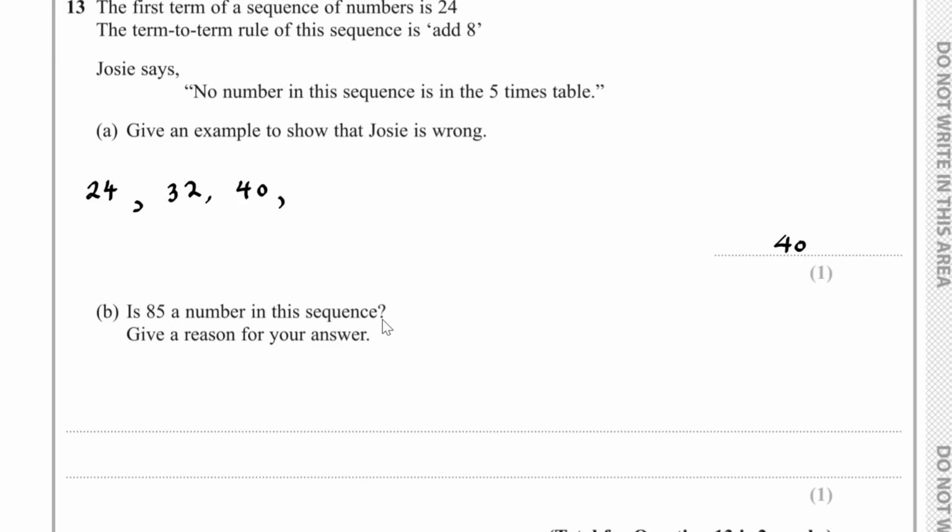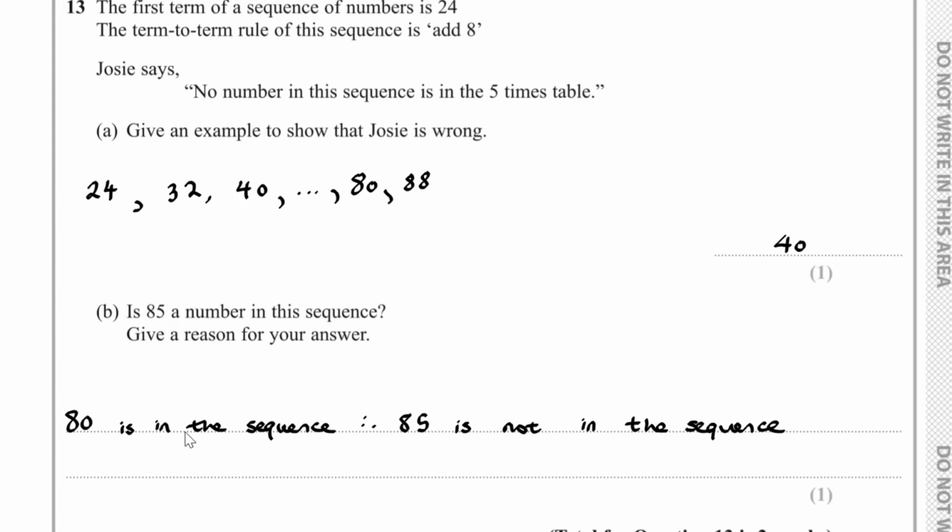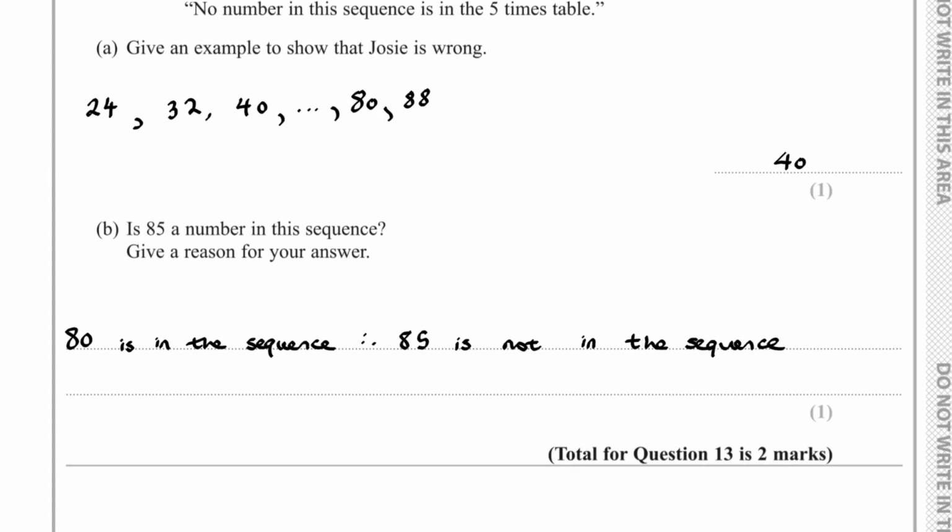And for part B, is 85 a number in the sequence? Well, we can continue this sequence, and because 40 is in this sequence, 80 will also be in this sequence. Essentially, we're repeating again. So, if 85 is in the sequence, the next term will be 85. But if I add on 8 to this term, the term after will be 88. So therefore, 85 is not in this sequence. So let's put this down into words. So 80 is in the sequence, and therefore 85 is not in the sequence.